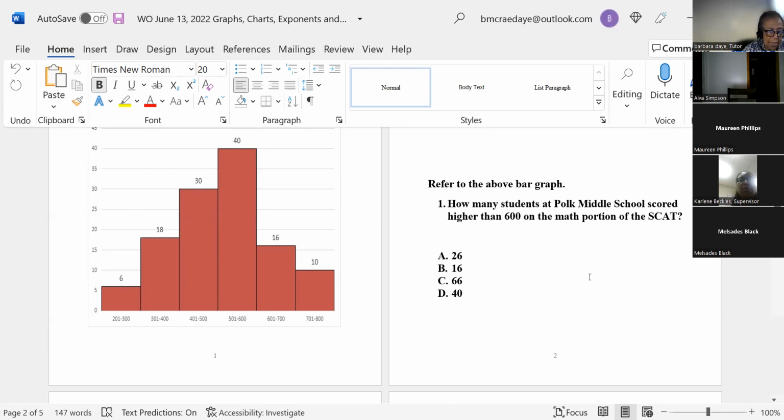Now, Mercedes, you see the ranges of the SCAT here, right? Yes. So it said higher than 600. That means there are only two bars higher than 600. This bar and this bar. And what do they add up to? 800. No. The number.